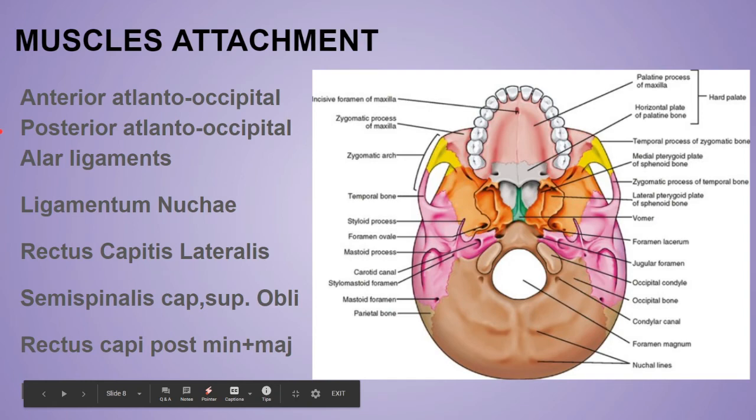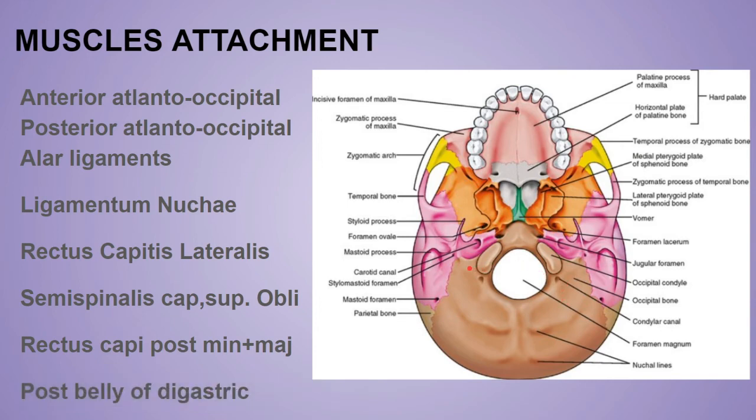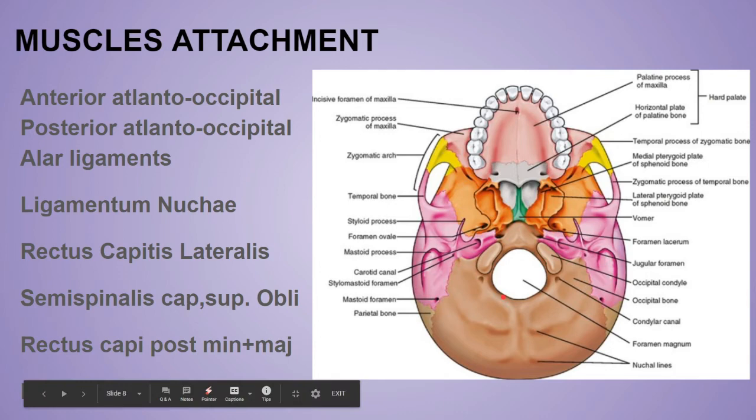Now the attachments of the posterior part of the norma basalis. First of all, the margins of the foramen magnum give attachment to the anterior atlanto-occipital membrane anteriorly, the posterior atlanto-occipital membrane posteriorly, and the alar ligament on the roughened medial surface of each occipital condyle, somewhere over here. Now the ligamentum nuchae is attached to the external occipital protuberance and the external occipital crest.